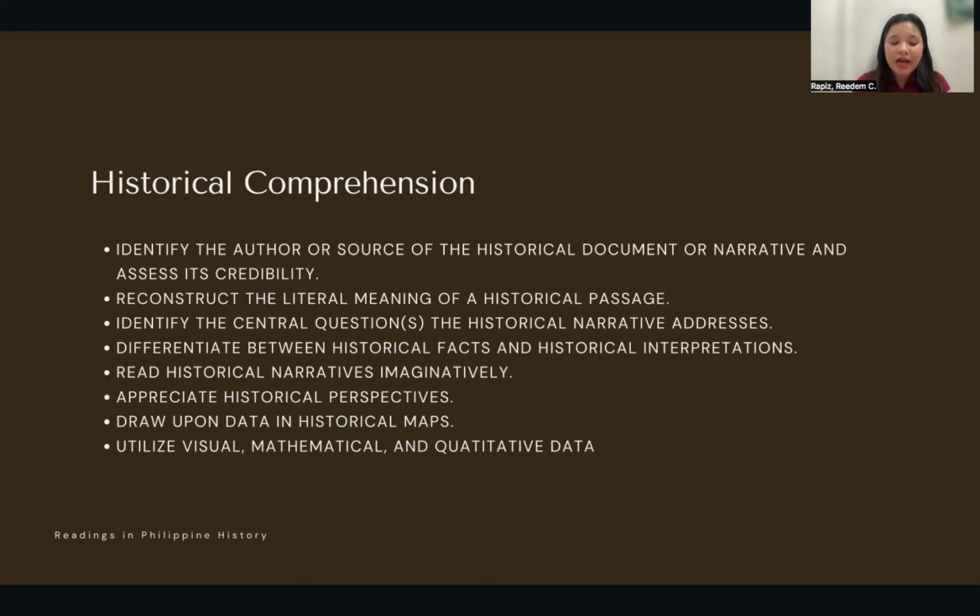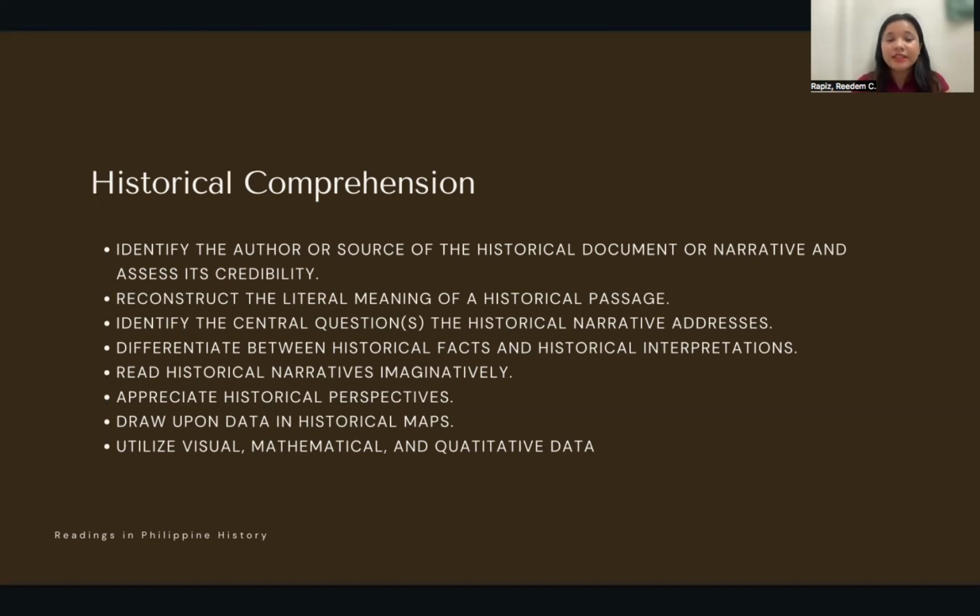Historical facts are the events, occurrences, or details from the past that are verifiable and agreed upon by historians. They are factual and objective, typically supported by tangible evidence and agreed upon by the historians. Next is the historical interpretation. It involves the analysis, evaluation, and subjective explanation of historical events or phenomena. It is influenced by historians' perspective.